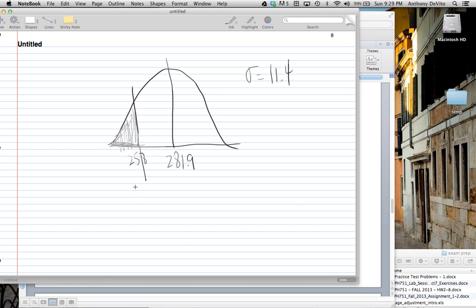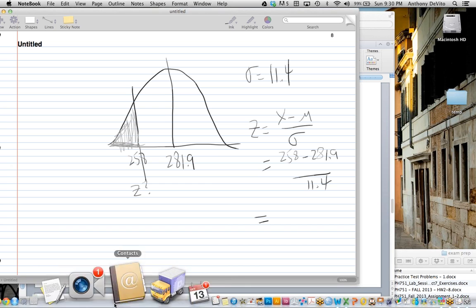Okay, so we need to know, what's the z-score here? We can calculate the z-score by counting the number of standard deviations down from the mean. 11.4 would be from 281 to 258. It looks like it's going to be 2 or 3 standard deviations below the mean. Exactly how many? Well, z is equal to the value we're interested in minus the mean, over the standard deviation. This is just a way of counting standard deviations. In other words, it's 258 minus 281.9 over 11.4.